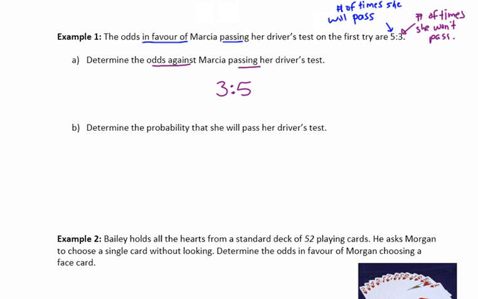So what is the probability that she will pass? Well, how many times is she expected to pass? 5 times out of a total number of tests. How many total tests would that be? 8, the sum of the two. So 5 eighths, 5 out of 8. Easy? So when we want our total, remember it's favorable over total, so we add those two together.